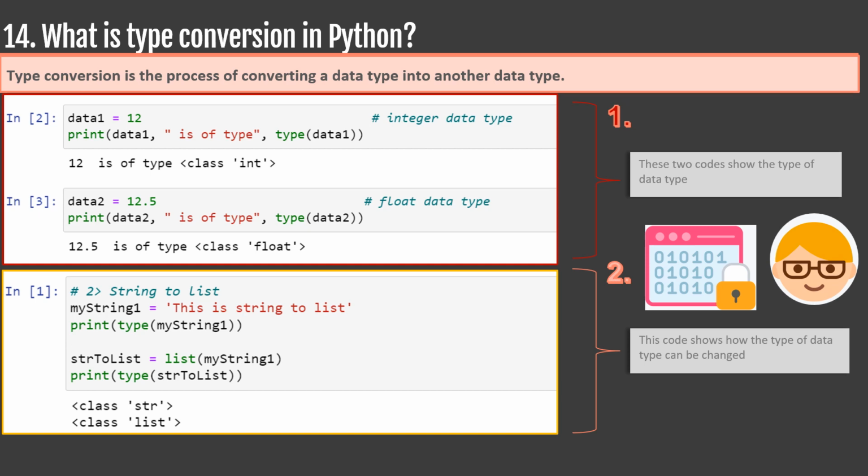In the Python code examples shown above, the two codes written here show the type of data, like 12 is of type int and 12.5 is of type float.